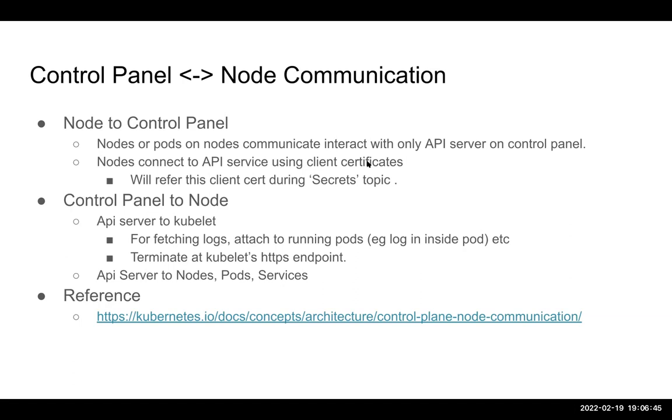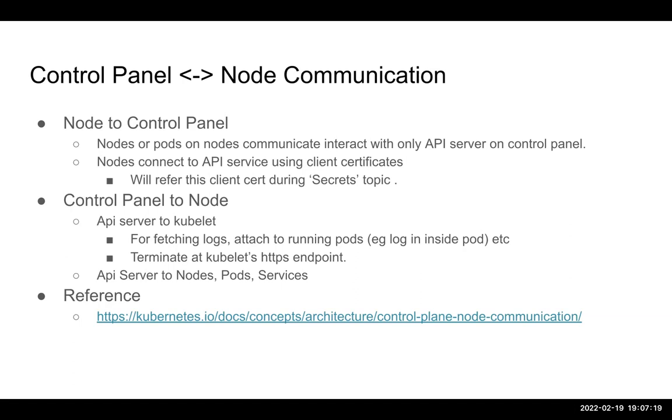These are all REST endpoints. There is a separate topic, secrets, on how this communication works, because if these are SSL based REST endpoints, then there has to be some certificate setup and all those things. The API server needs to know that the request is coming from a genuine client. So this is how the communication happens. If you want to take away only one thing from here, it is that the node talks to the control plane using the API server only.